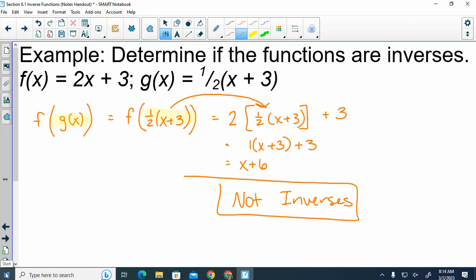So are we just doing composites? To check if they're inverses, yes. Alright, we'll do one more together and then I'll have you guys try one. We're going over that one problem, right? We'll go over that problem. Yes.